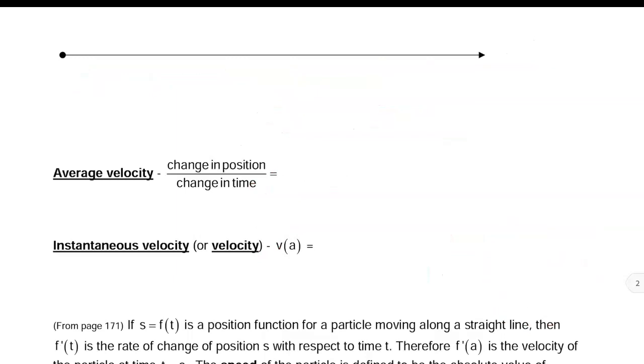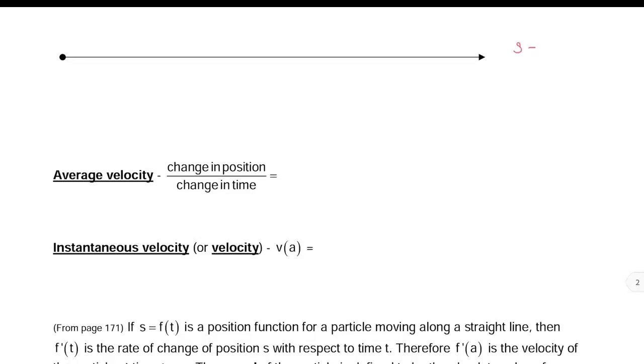Let's consider particle motion. Suppose an object moves along a line so that its position relative to the origin is given by a function, s equals f of t. So s stands for position. This will be our origin, and you can think of this as the positive x-axis. The function f is the position function. It's often represented with the letter s.